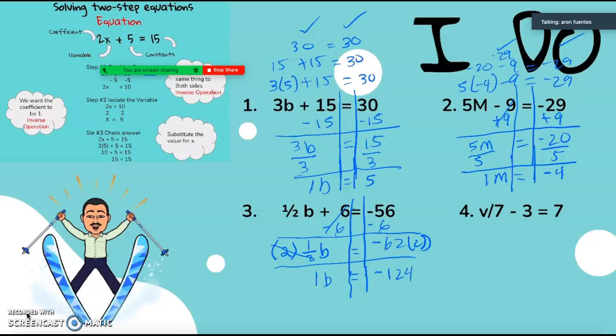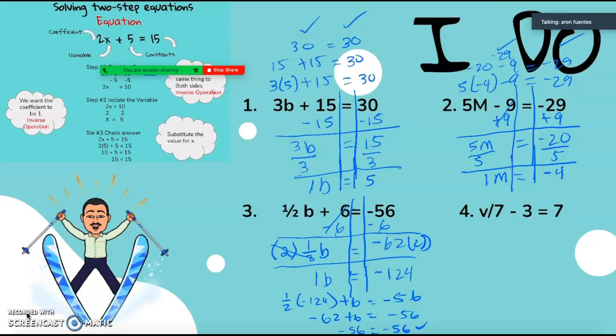Half of -124 plus 6 is equal to -56. Well, half of 124 is 62, -62, plus 6 is equal to -56. -62 plus 6 is equal to -56, and that is equal to -56. That is the correct answer.